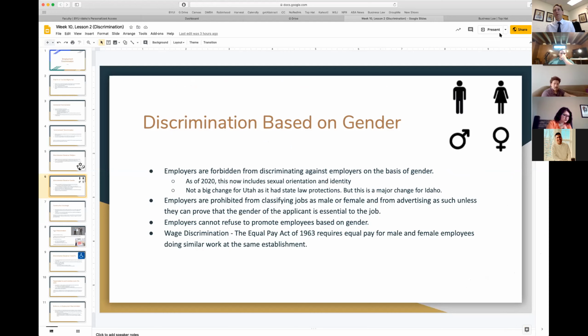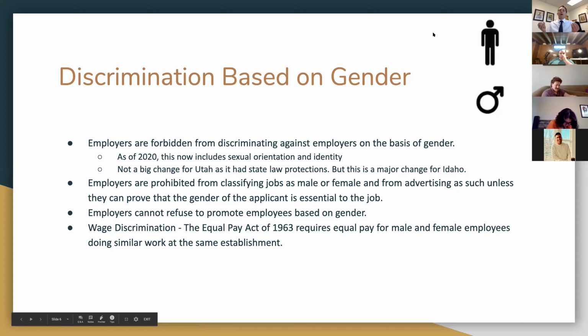Next one. Oh, and yeah, we have to talk about gender or sex as it's described in Title VII. Again, you cannot discriminate based on sex. With this one, this is what has changed this year. Now sexual identity and orientation are protected as well, which is that first bullet point. But the second bullet point gets quite interesting. Employers are prohibited from classifying jobs as male or female.